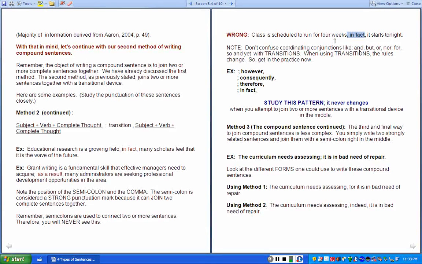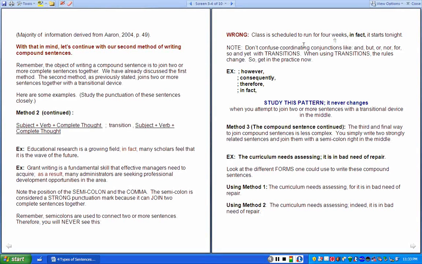Okay, in this way. Now, the only way that you would be able to use a comma, in fact, comma, is if you didn't have a sentence over here. Now, if you're joining an incomplete sentence, you can use comma, comma. But, in fact, it starts tonight is actually a full sentence. Okay? Because it is what? A subject. Okay?